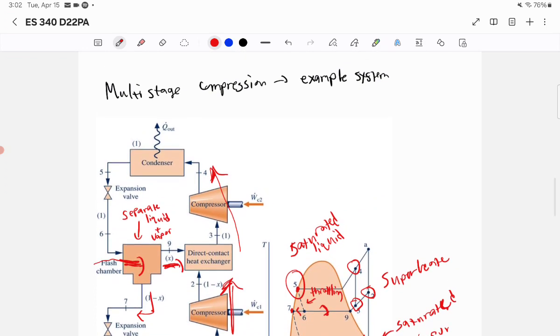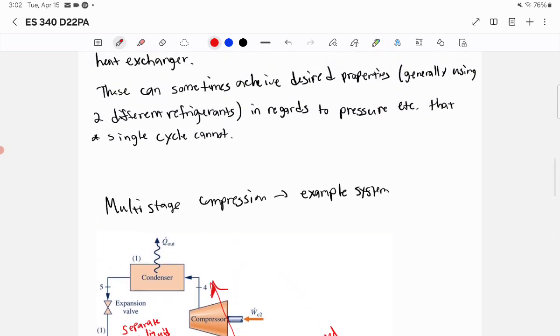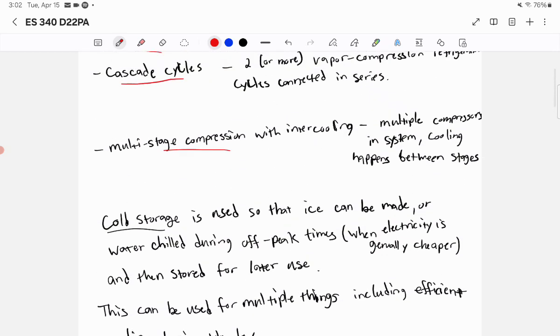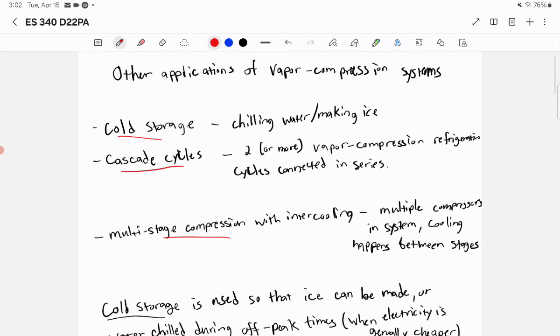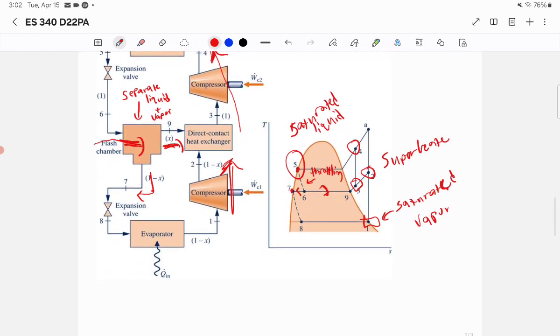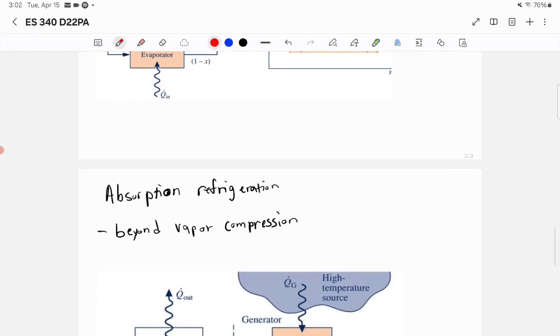So this is an example. This is obviously much more complicated, so you can imagine that if you want to figure out the efficiency and whatever, it's going to be a bit more complicated than the simple, regular ideal vapor compression refrigeration cycle. It's going to be a lot more analysis, but it's a similar type of process.